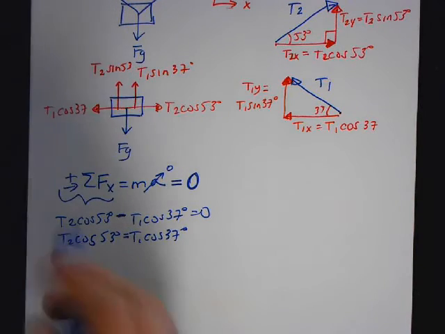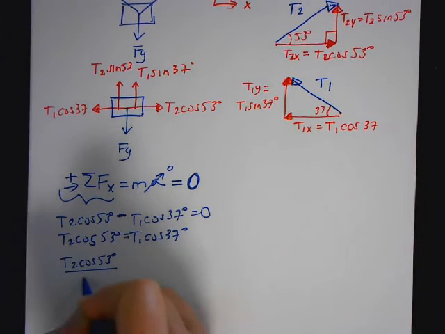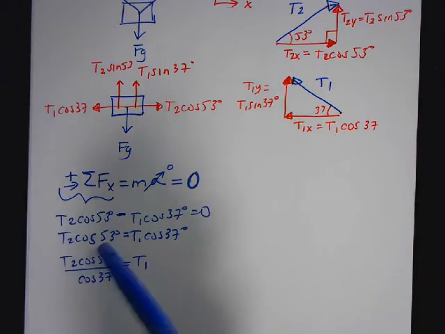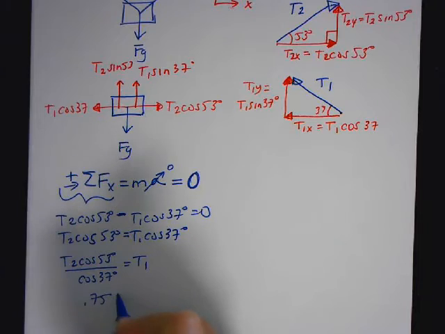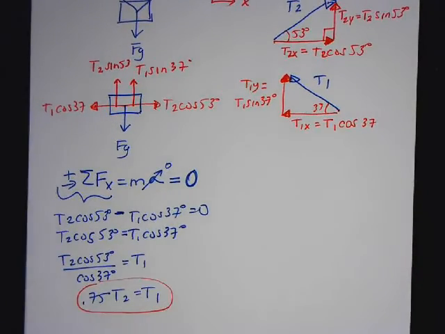All right? So then I'll say T2 cosine of 53 degrees divided by the cosine of 37 degrees is equal to T1. I'll now do this on my calculator. I'll do cosine of 53 divided by cosine of 37. So that comes out to be 0.75. T2 is equal to T1. Now you see I have one variable in terms of the other.